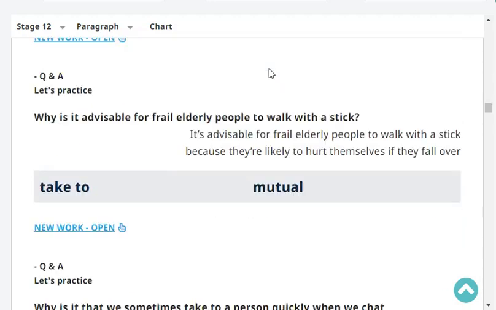Why is it advisable for frail elderly people to walk with a stick?